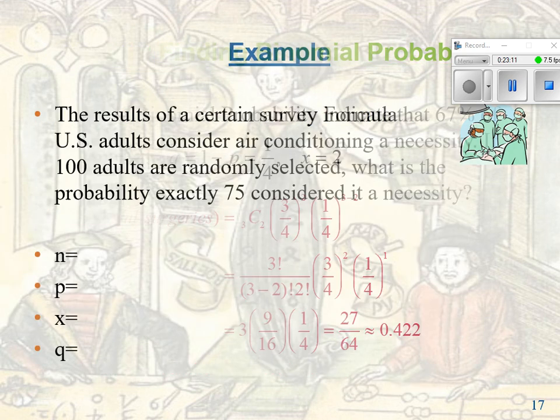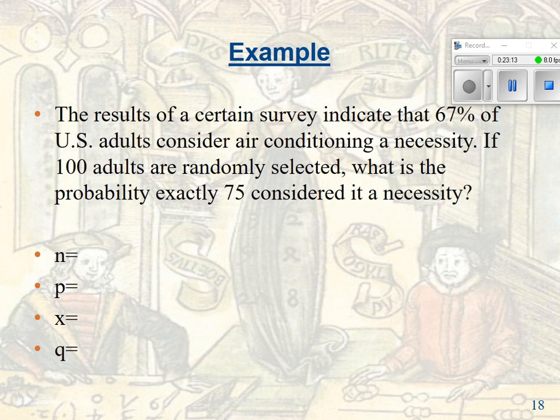Alright, did that. The results of a certain survey indicate that 67% of U.S. adults consider air conditioning a necessity. If 100 adults are randomly selected, what is the probability exactly 75 consider it a necessity?